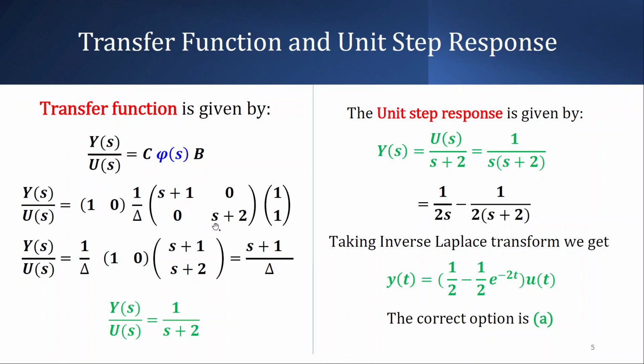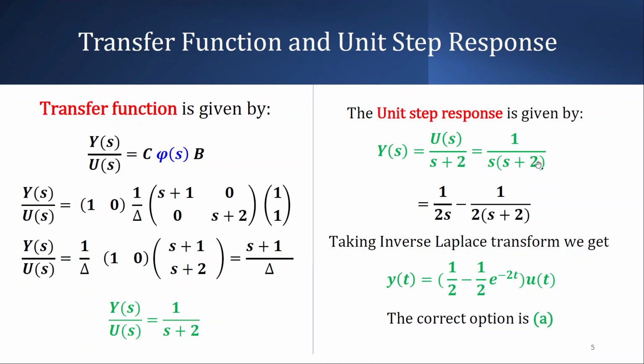Now if I do this operation, what we end up getting is S plus 1 divided by delta. What is this delta? We have seen in the previous slide, delta is (S plus 1) into (S plus 2). So S plus 1 in the denominator and the numerator cancels out, and you are left only with 1 divided by S plus 2. Now to find the unit step response, we need to find Y of S when U of S is 1 by S. So Y of S is equal to 1 divided by S into (S plus 2).